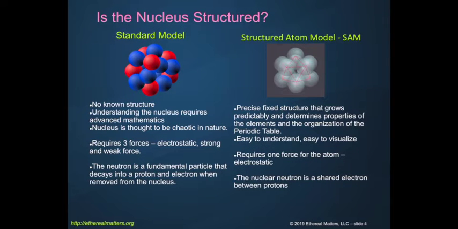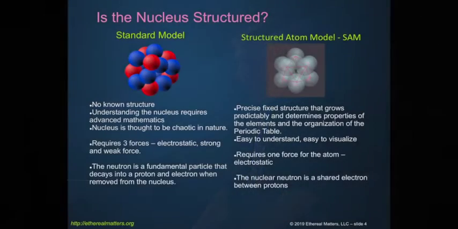and that is, is the nucleus of the atom actually structured? And conventional science would say, no, we don't know of a structure, and that there's improbabilities and uncertainties, and things are moving in and out, and they're changing and swapping places, and we will never understand a structure except through mathematics. The nucleus is thought to be very, very chaotic in nature. In addition, it takes 3 forces to hold a nucleus or an atom together. One, you need the electrostatic force, which holds the electrons to the nucleus. And then there's these 2 strange forces called the strong and the weak force that hold the nucleus together.